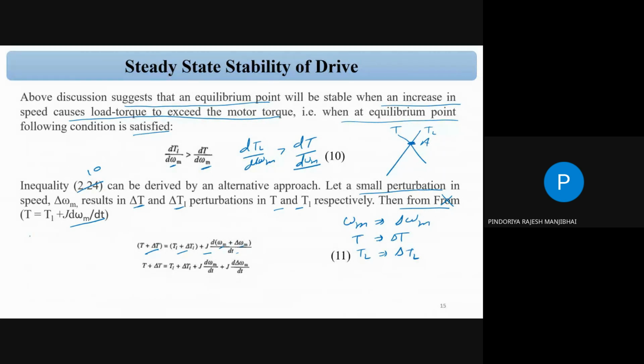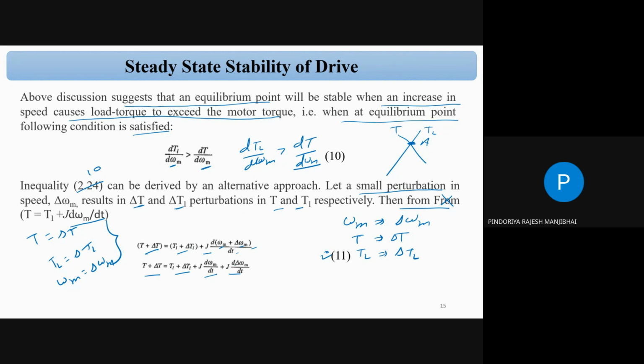So we replace T with T plus delta T, TL with TL plus delta TL, and omega m with omega m plus delta omega m in the fundamental torque equation. So we can write equation number 11. Once we have this equation, open the bracket. So we can say T plus delta T, TL plus delta TL, and J d omega by dt plus J d delta omega m by dt.